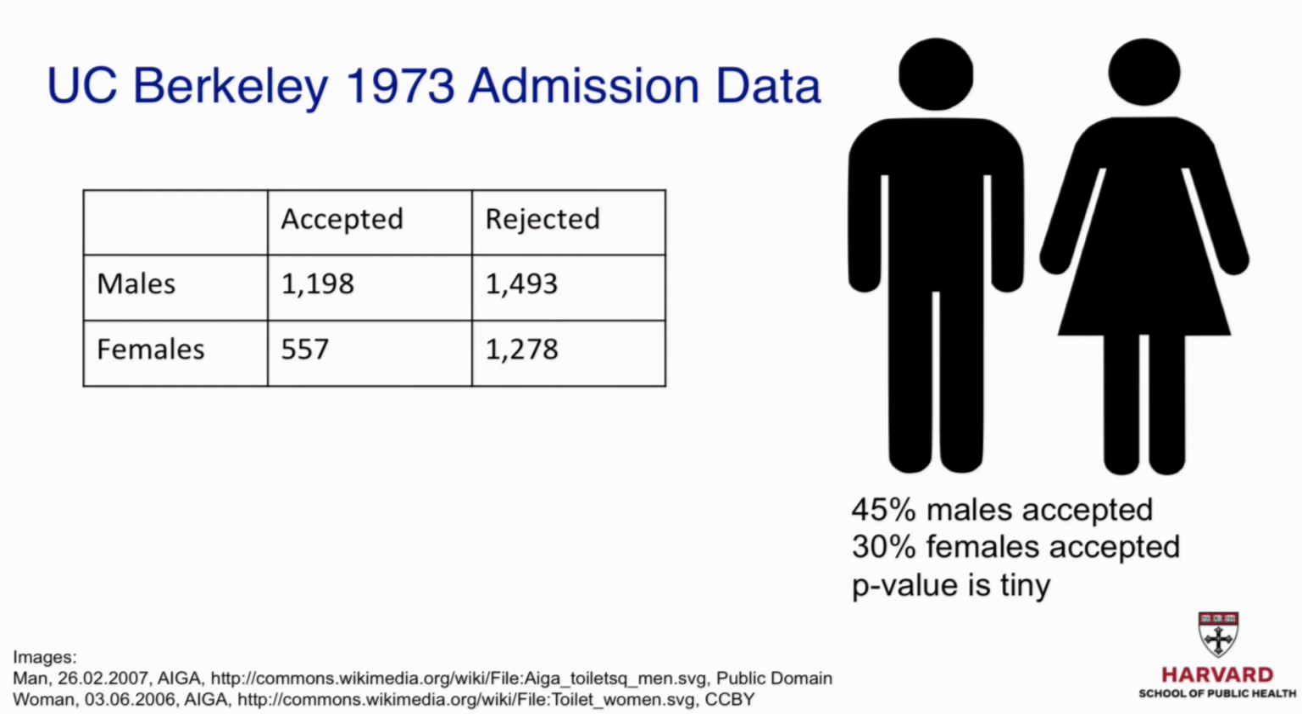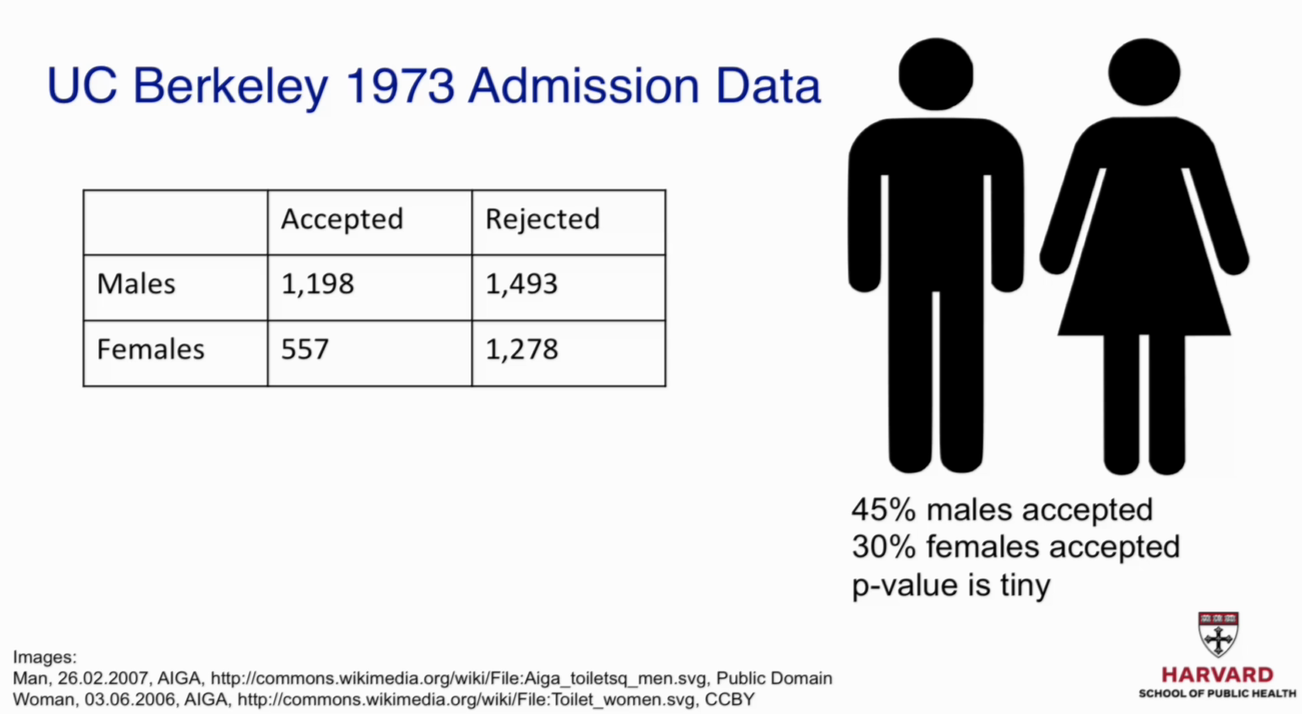This comes from admissions data from UC Berkeley in 1973. The university was being sued for gender discrimination, and the evidence for it basically came down to this table. If you look at this table closely, you're going to see that while 45% of males were being accepted into graduate programs, only 30% of females were.